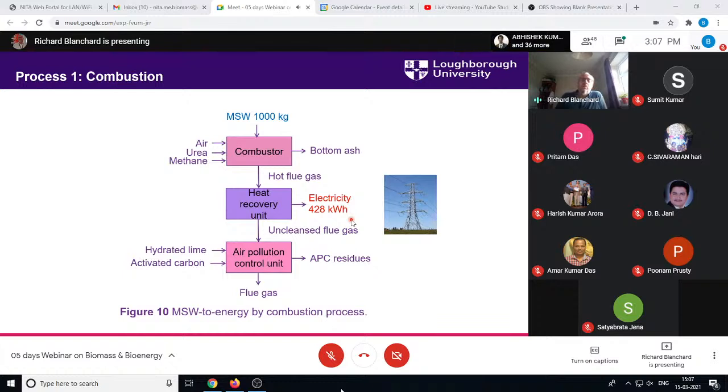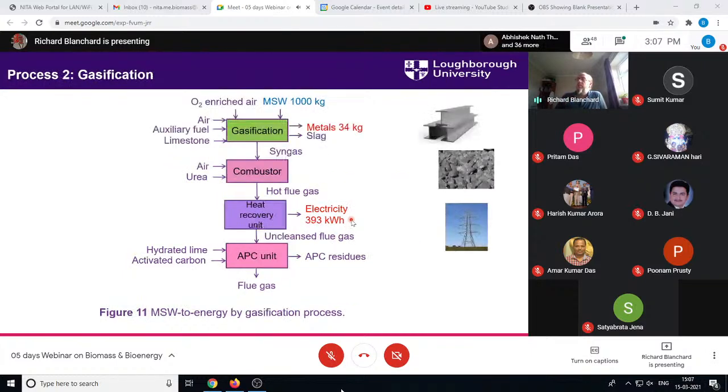But again, it's in line with what we found in the literature as well. We look at the general gasification route. So we're just using gasification to produce electricity. We have, again, various inputs into this. We get waste materials being recovered. We've got combustion, again, air and urea there.